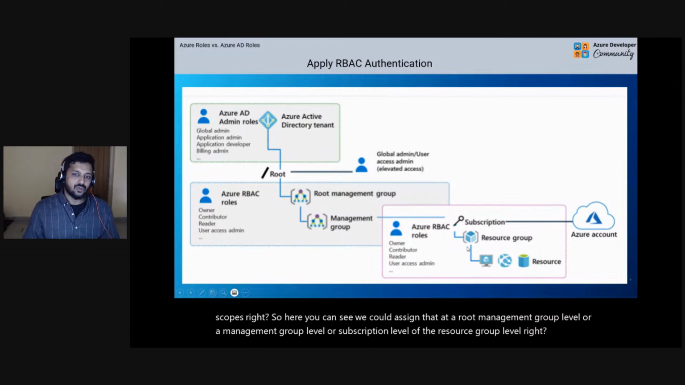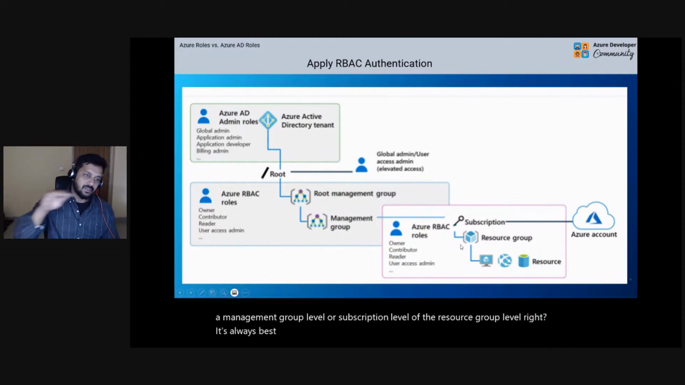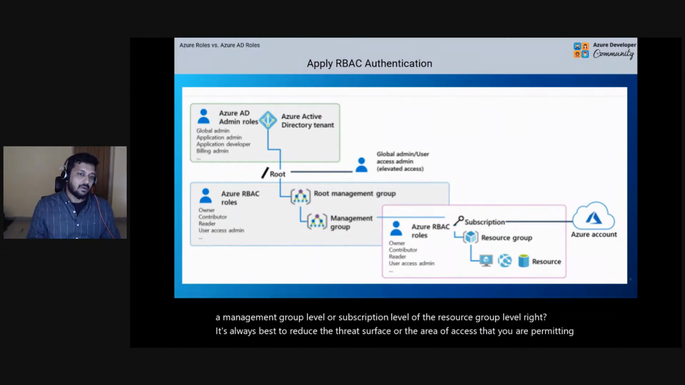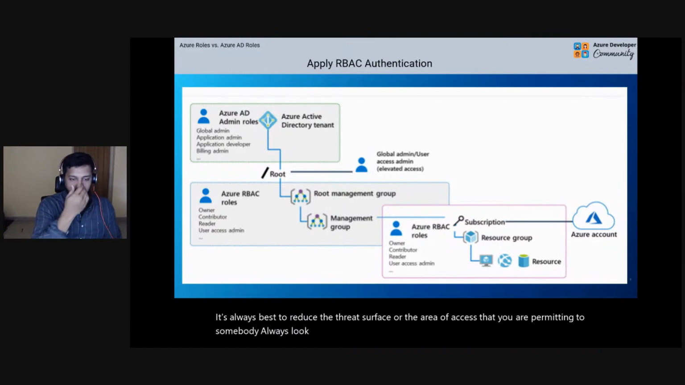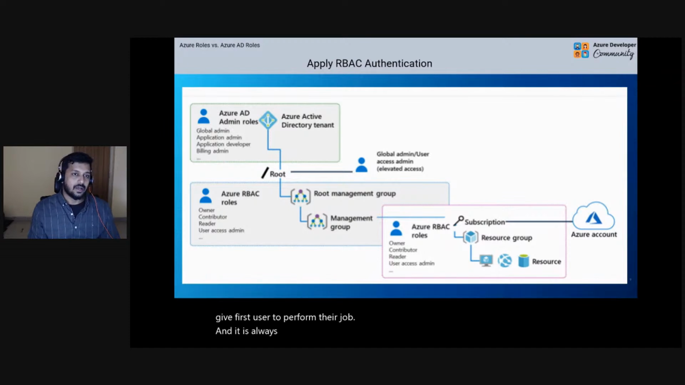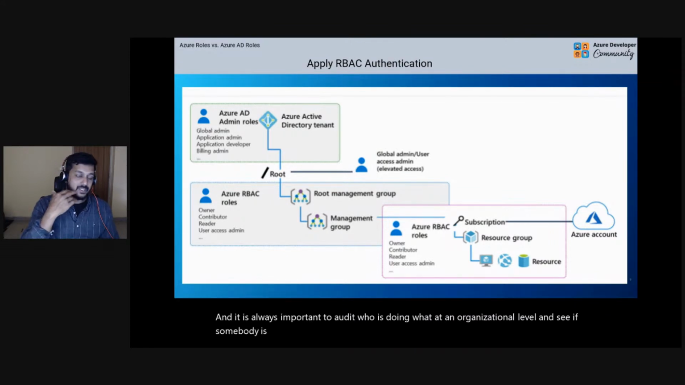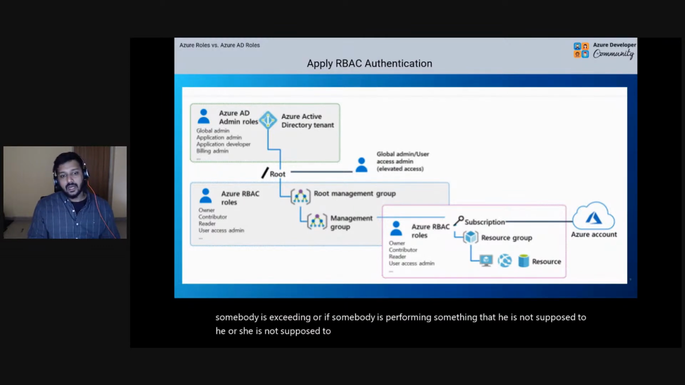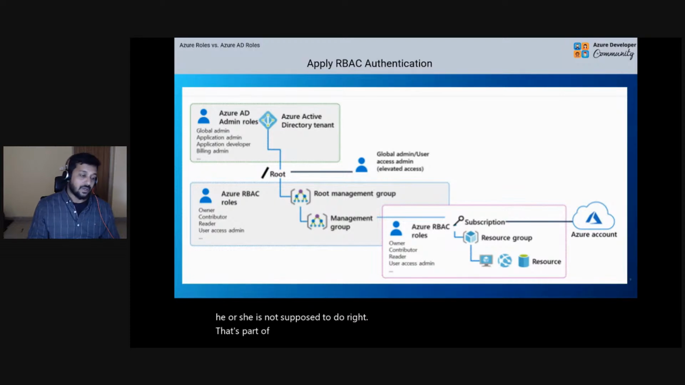It's always best to reduce the threat surface, or the area of access that you are permitting to somebody. Always look at the least permission, or least level of access, that you could give a user to perform their job. And it is always important to audit who's doing what at an organization level and see if somebody is performing something that he or she is not supposed to do. That's part of your security and compliance.